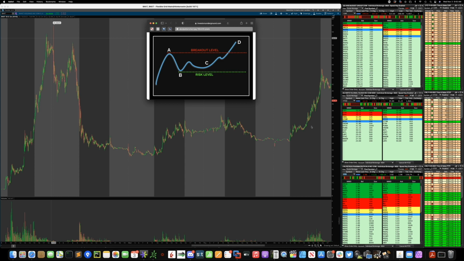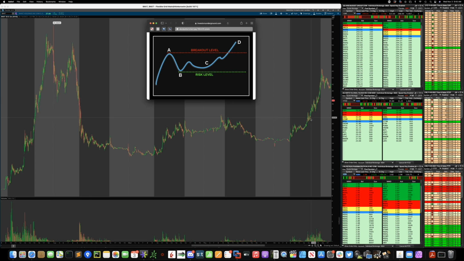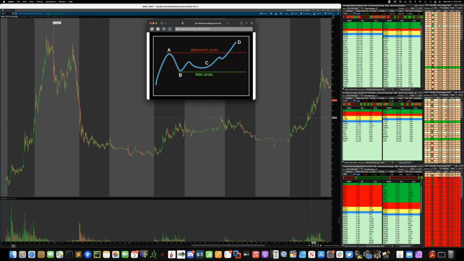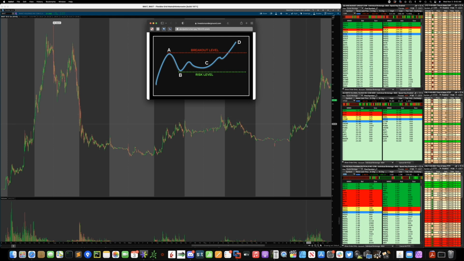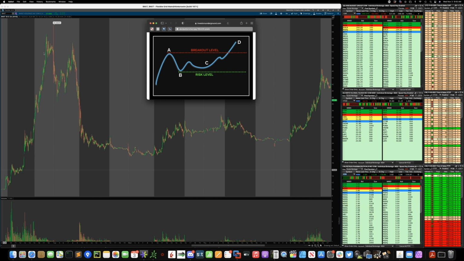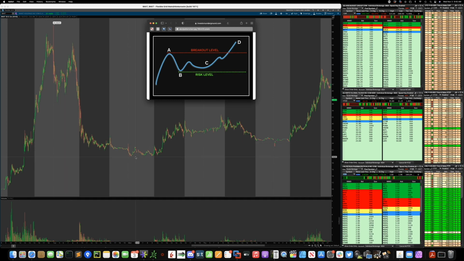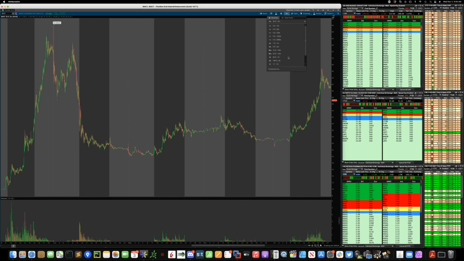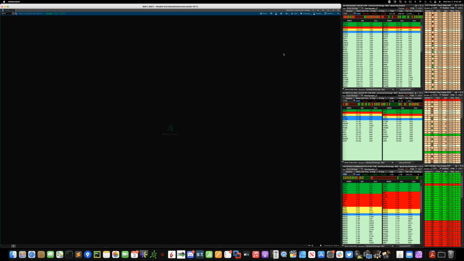Unfortunately, I wasn't able to find a good entry that I was comfortable with, and I never got back in, so I missed a lot of that move. But like I said, I got a good $5 per share, almost a 20% move. And you can see that exact same shape right there. I'm looking at a 3-minute chart. I'll switch this to a 15-minute chart.